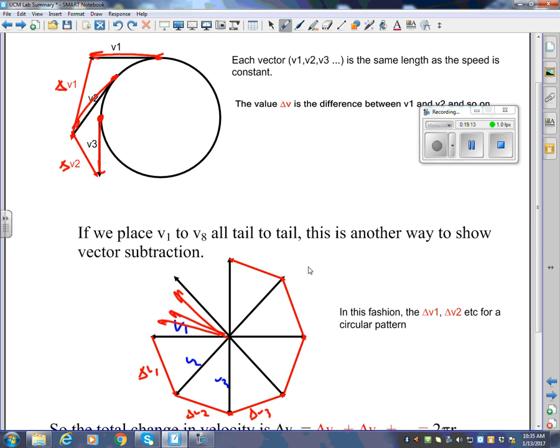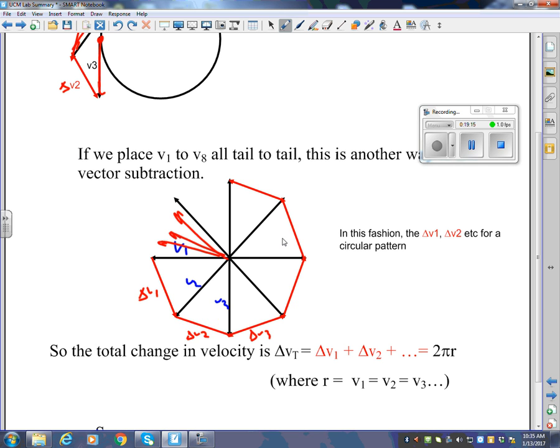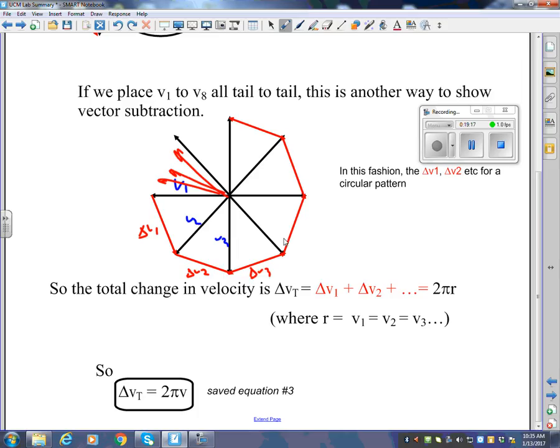Okay? So we've created another circle out of the change in velocity vectors. I realize this is complicated. So the total change in velocity is delta Vt, delta V1 plus delta V2 plus delta V3 plus delta V4 all the way around. And because it's a circle, that's 2 pi r, circumference. Hang with me. I know it's hard.